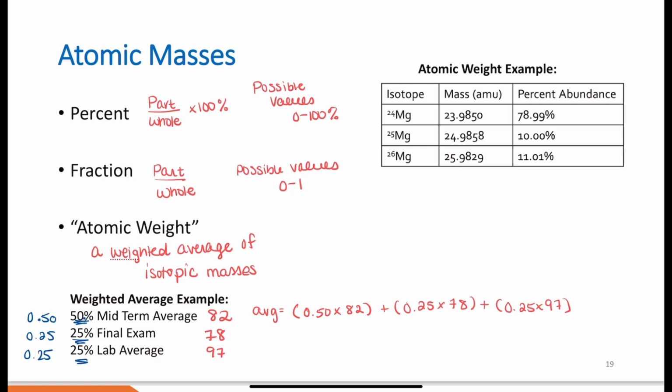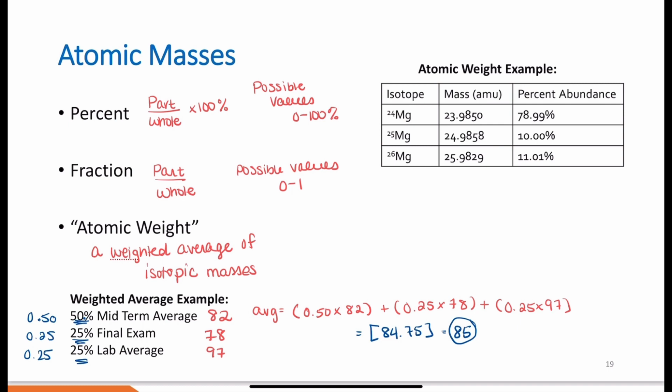Now I multiply it so that 0.5 times the 82 is the percentage that the midterm is contributing to my final grade. The 0.25 times 78 is the percentage that the final exam is contributing to my overall grade. And the 0.25 times 97 is the percentage that the lab is contributing to my overall final grade. When I calculate this out, I'm going to get a calculated answer of 84.75. Due to sig figs, I'm going to round up to an 85. You would have an 85 in the class.